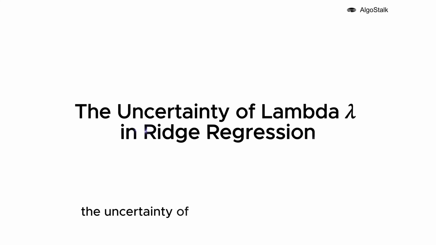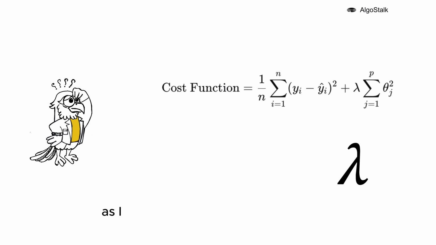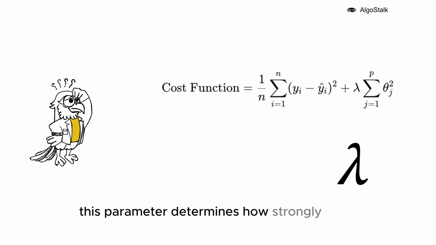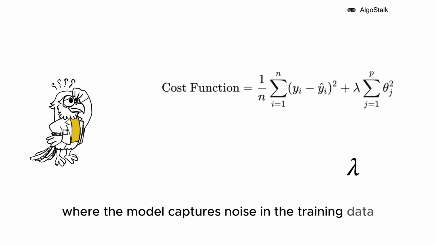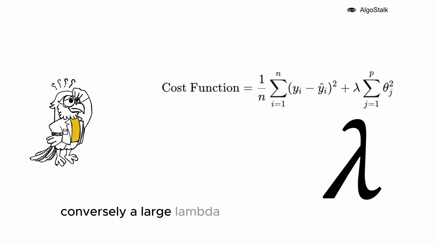The uncertainty of lambda in ridge regression. As I delve deeper into ridge regression, one crucial element remains uncertain: the value of lambda. This parameter determines how strongly ridge penalizes the coefficients, but there is no fixed method for selecting its optimal value. A small lambda might lead to overfitting, where the model captures noise in the training data. Conversely, a large lambda may result in underfitting, causing the model to miss out on important relationships.